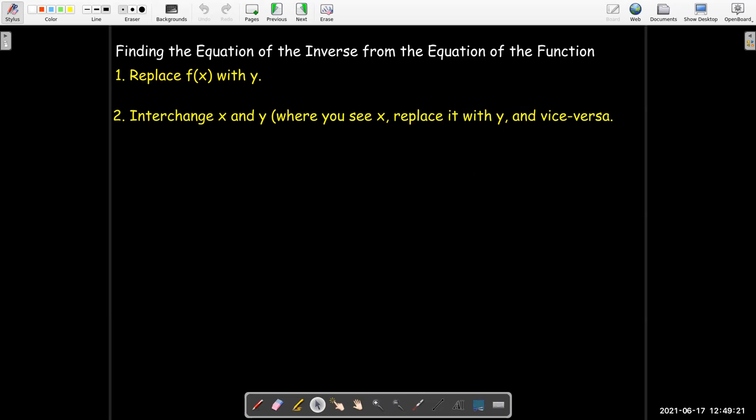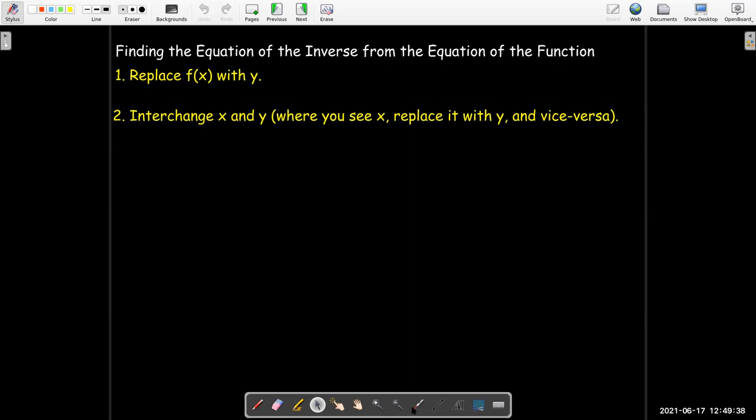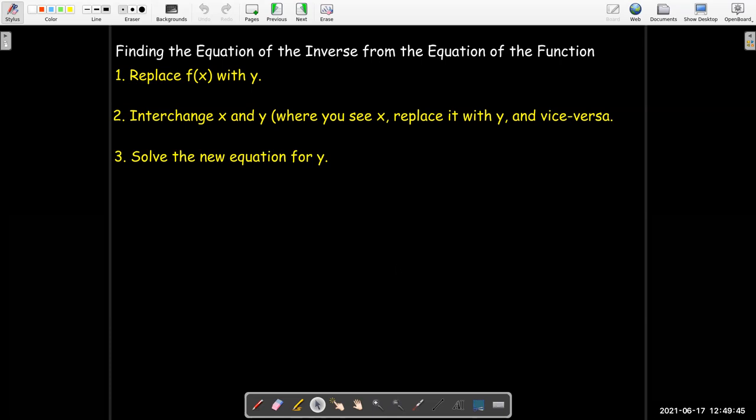We're going to interchange x and y, meaning that wherever you see an x, you replace it with y, and wherever you see a y, you're going to replace it with x. And then we'll solve the new equation for y. I write that as one step, but that's going to be most of the work involved. And once I solve it for y, I'm going to go ahead and replace y with f inverse of x.